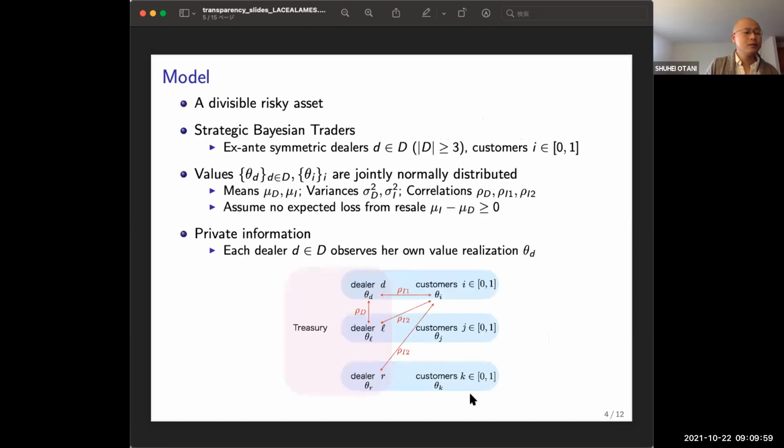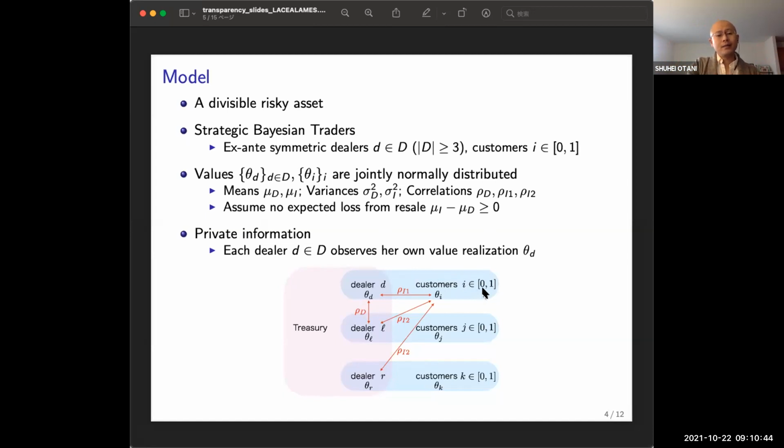Then let me go on to the model. So there is a divisible risky asset, and there are two types of traders. One is ex-ante symmetric dealers who participate in the primary market and trade with the Treasury. The other is ex-ante symmetric customers who participate in the secondary market and trade with exactly one dealer. Okay? And traders have valuations of the asset that are jointly normally distributed. Each dealer can observe her value realization at the very beginning, which is her private information. On the other hand, customers do not. So that's why the uninformed customers have to infer their unknown valuations before submitting demands in the secondary market.